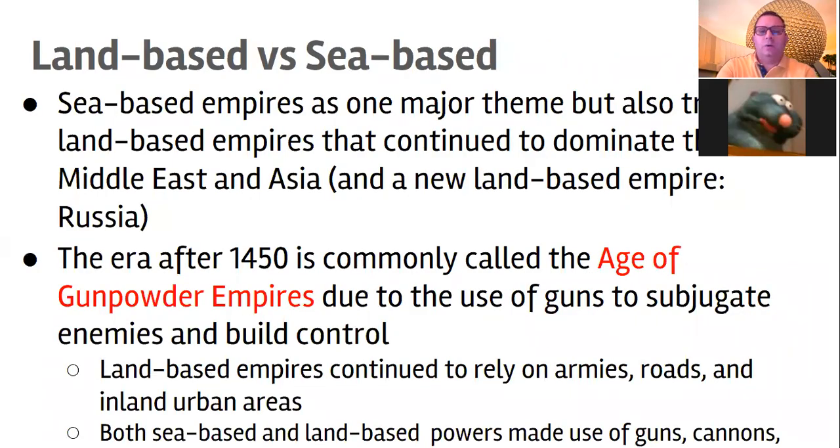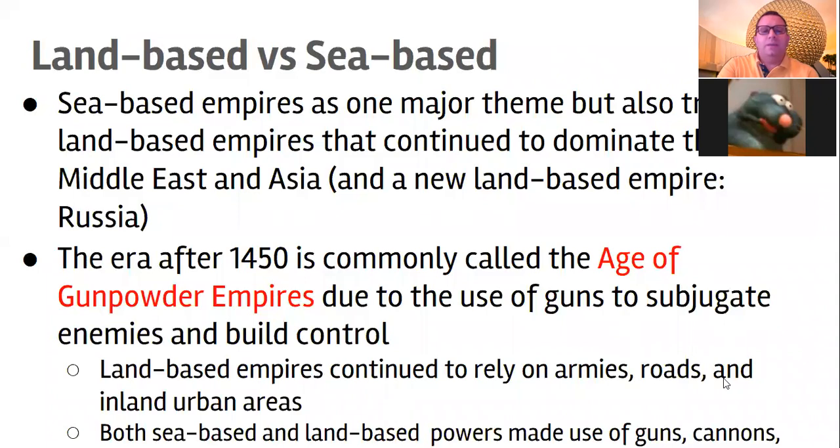And so you have to keep in mind a couple of different things here, which is that land-based empires are still going to be the dominant force within the Middle East and Asia. This is also when you see Russia begin to come about. Were there maritime empires? Absolutely there were. But the dominant force within the Middle East and within Asia are still going to be land-based. Europe is where you're going to see most of your maritime empires.